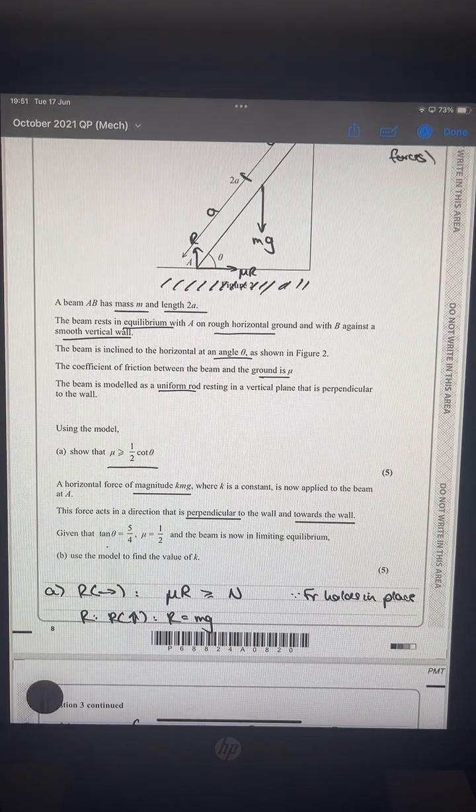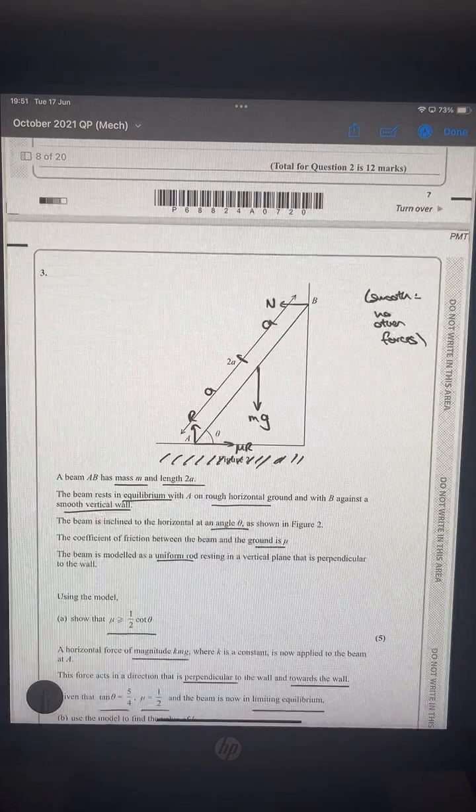Given that tan theta is 5/4 and mu is a half, so they've given me the values from part A that I didn't know, sorry. And the beam is now in limiting equilibrium, that means FR is max. Use the model to find the value of k. Now, I'll admit, I did this wrong the first time, which is why I need to warn you. Think about this. This is where mechanics becomes mechanics and it's not pure maths.